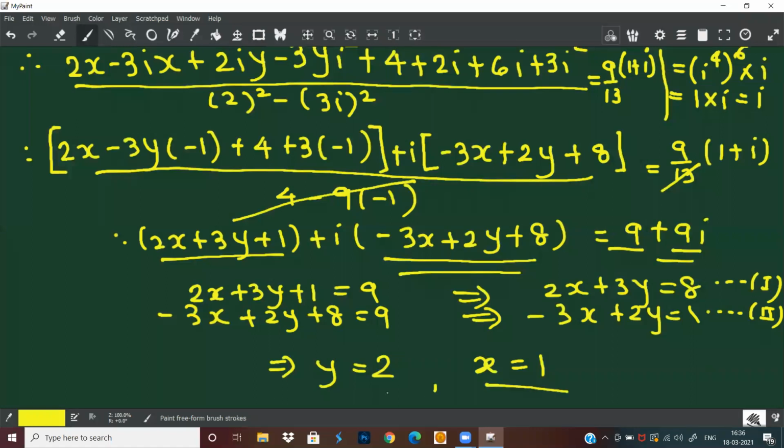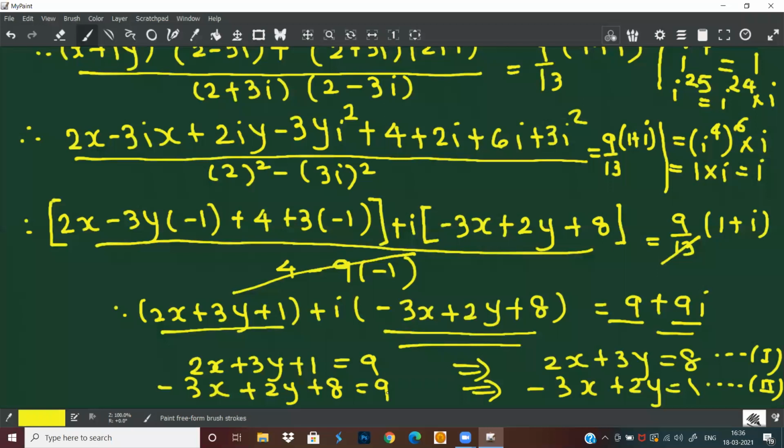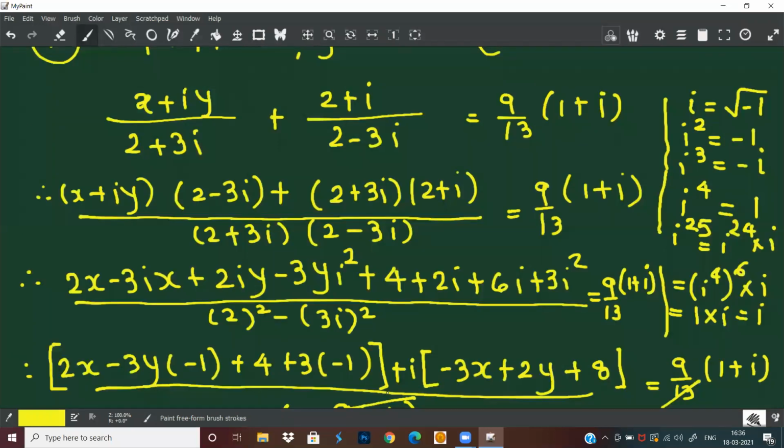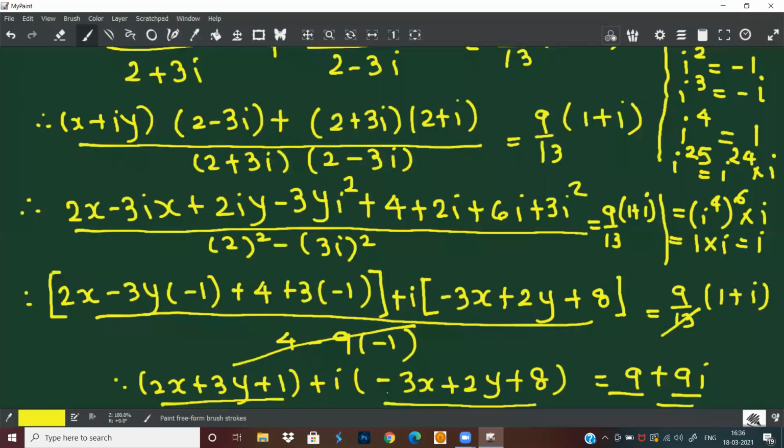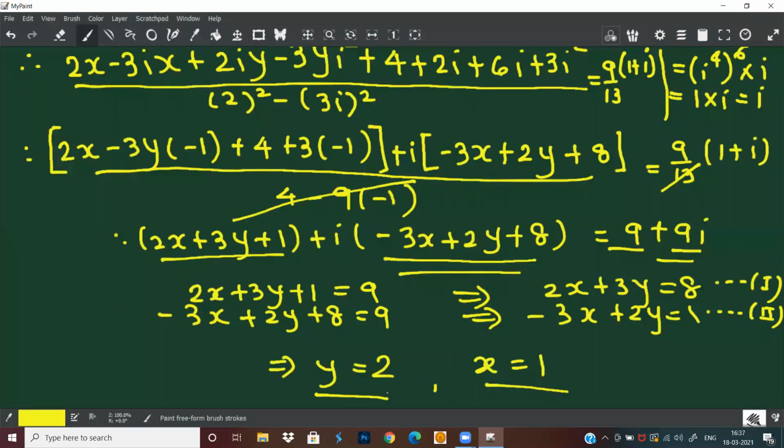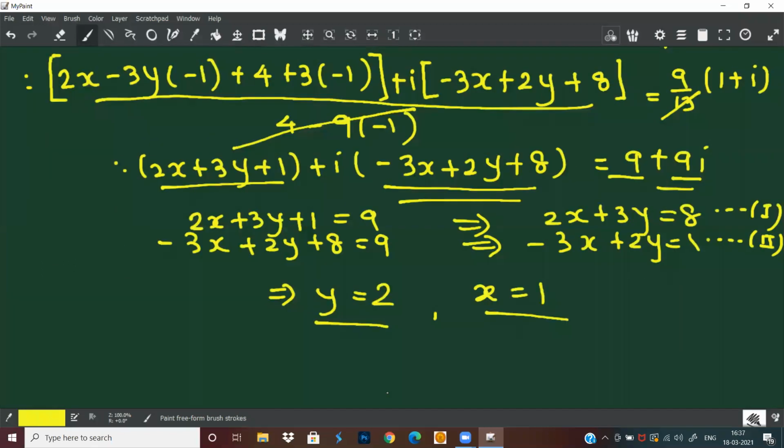Many people have got it right. You can skip one or two steps easily, no problem. Yes, 1, 2, perfect. Okay. Anybody else who's still solving this?